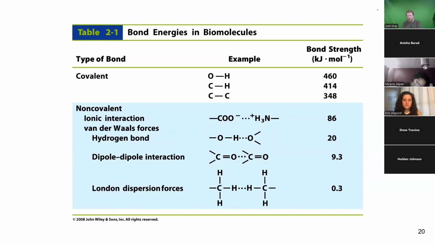What I want you to know is that covalent interactions are as much as 20 times stronger, as much as 100 times stronger. What we will talk about maybe the most in this class are ionic interactions, hydrogen bonds, and dipole-dipole interactions, because those are the interactions that drive lots of protein folding. Now, to dig deeper into hydrogen bonding.